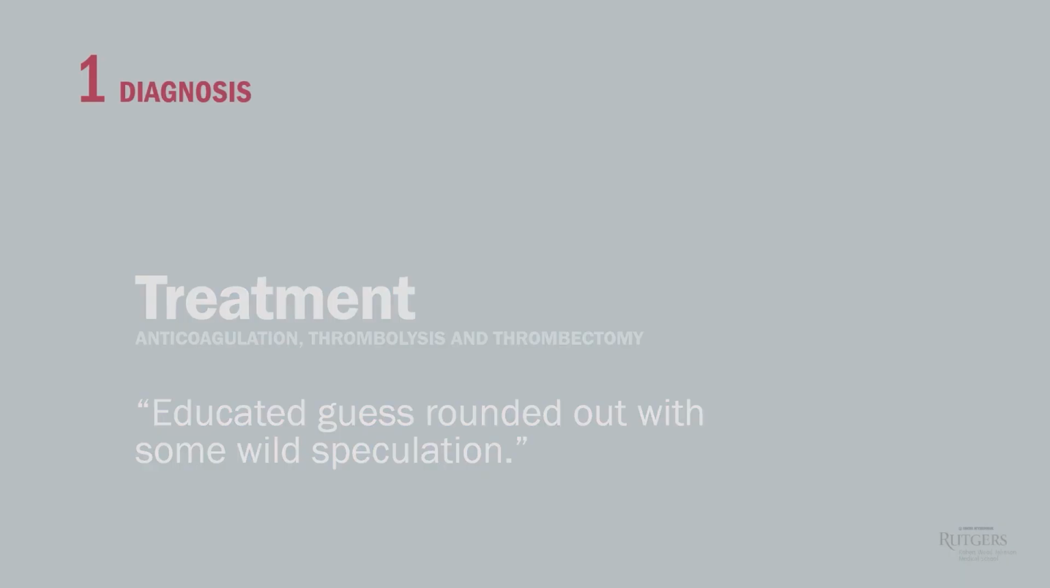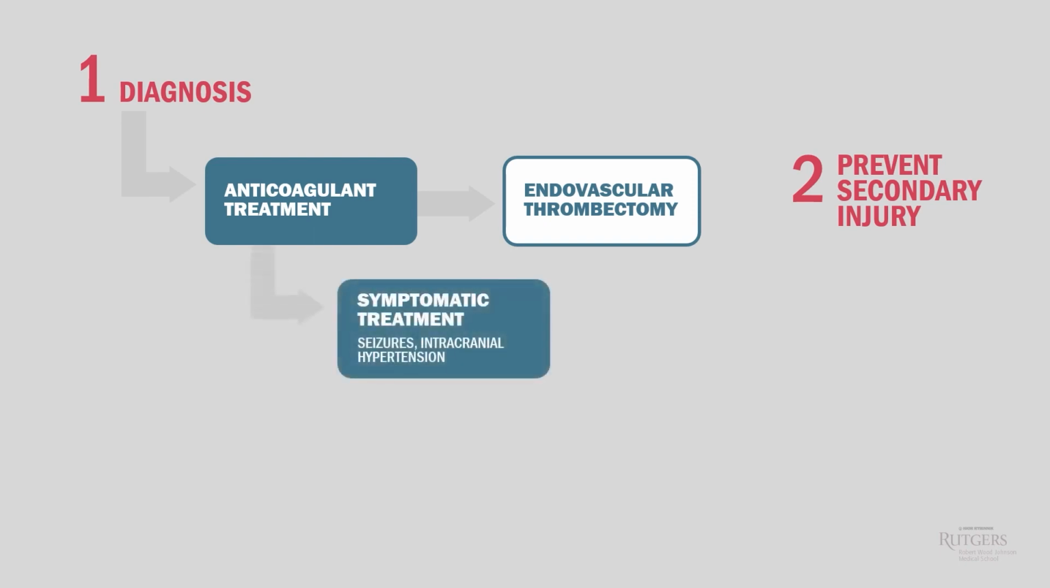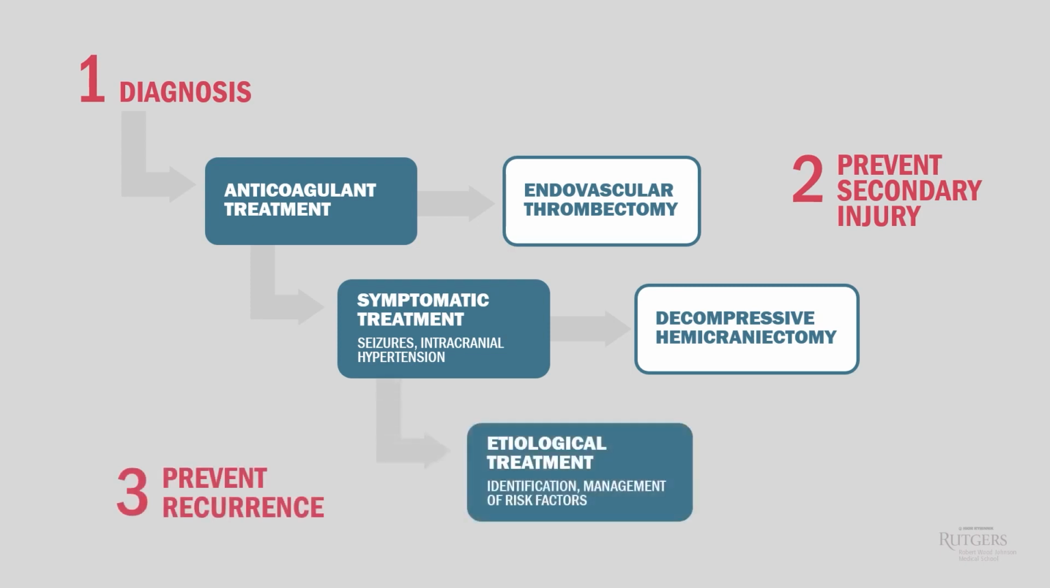In general, once cerebral venous thrombosis is diagnosed, the goal becomes preventing secondary injury from extension of thrombosis, venous infarction, and cerebral edema. Anticoagulation is the main treatment, supplemented by endovascular thrombectomy in select cases. In patients with venous infarctions and hemorrhagic transformation, we may have to deal with seizures and intracranial hypertension. And in the most severe cases, decompressive hemicraniectomy is necessary. Ultimately, the goal becomes preventing recurrence, and for that, we need to identify and address risk factors. Let's review all these treatments in a bit more detail.